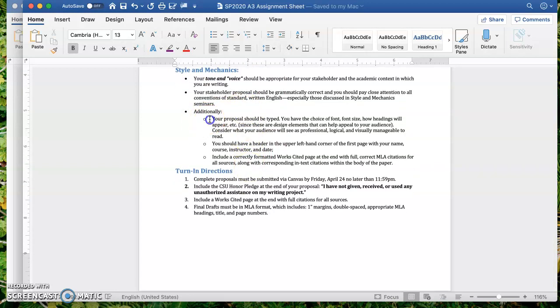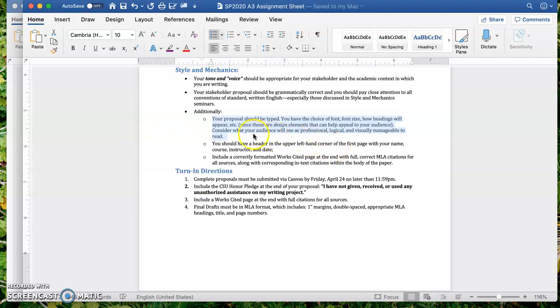You get to decide what you want to do for font size, headings, basically the design elements of your A3. That's all going to be up to you. You could write it in Comic Sans if you want. You could handwrite it. These are all options. But I encourage you to think about design elements in terms of what's going to be the most effective for your stakeholder to be persuaded to implement your plan, right?